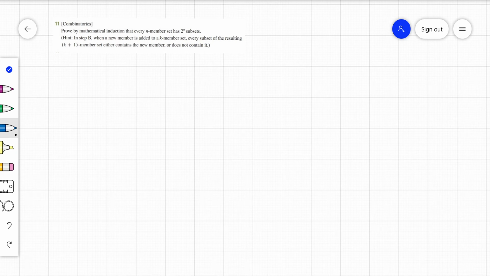All right, so again, I'm going to talk through some of this. We let P of n represent the proposition, and the smallest n in this case could be 0. So for P of 0, you've got a 0 member set, no members, which is the empty set.